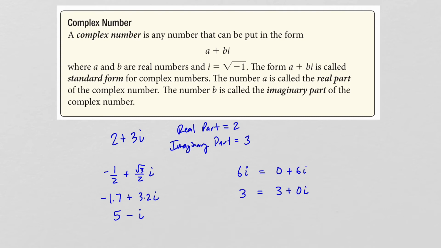Now these last two examples are special examples of complex numbers. The first one, 6i, is what we would call a pure imaginary number. And the second one is what you would call a real number. So notice that real numbers are also complex numbers.